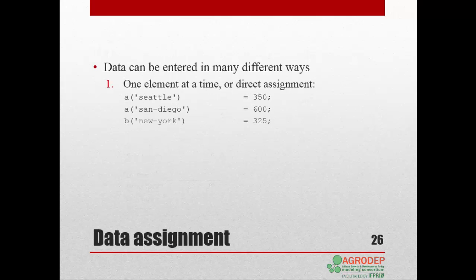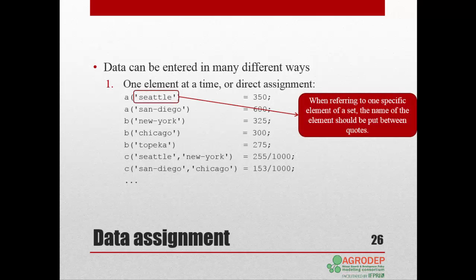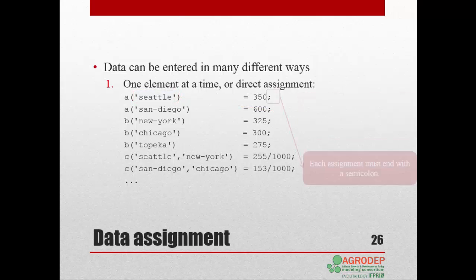There are many ways to enter data in the program. One way is to enter data one element at a time. This is called direct assignment. For example, supply from the Seattle plant can be entered as one entry. Note that when referring to a specific element of a set, the name of the element is put within quotes. They can be simple or double quotes, but the opening and closing quotes must be the same. Each assignment must end with a semicolon.